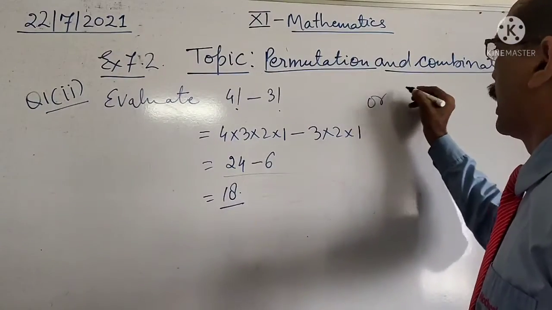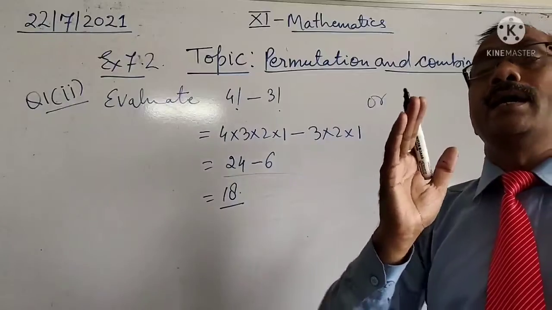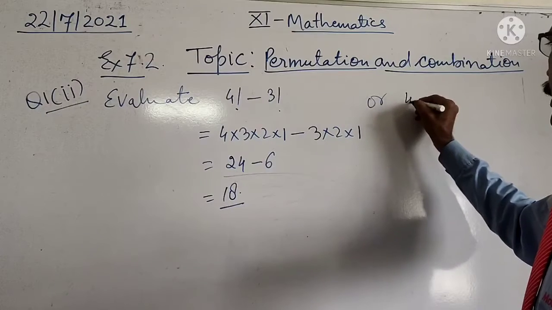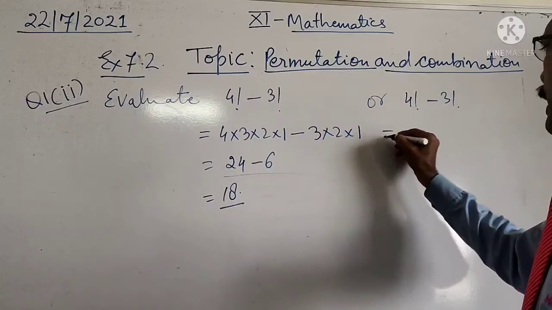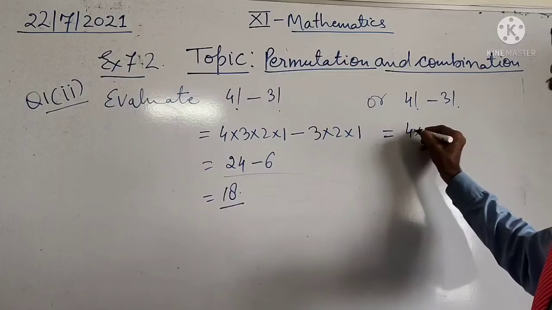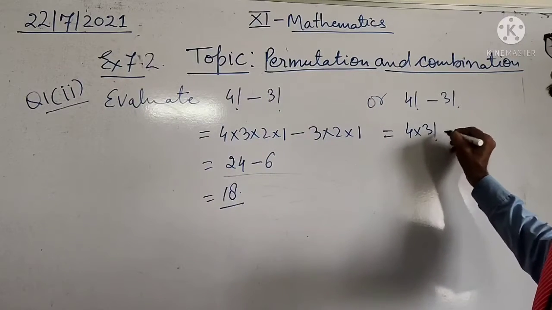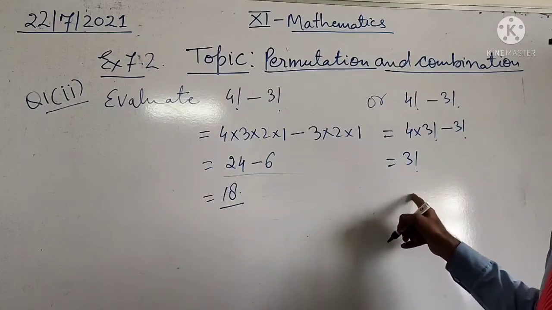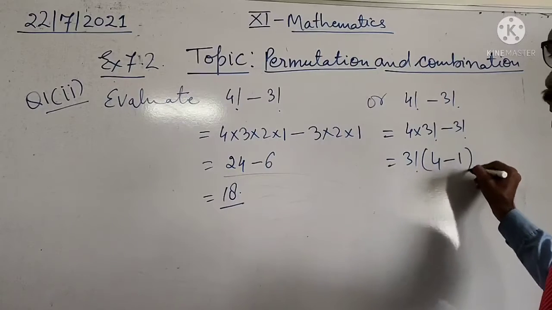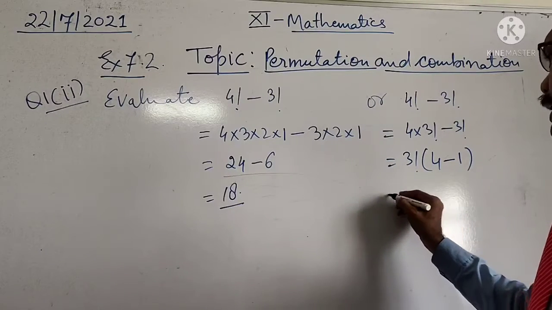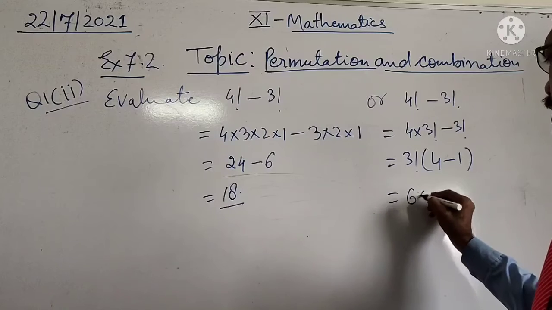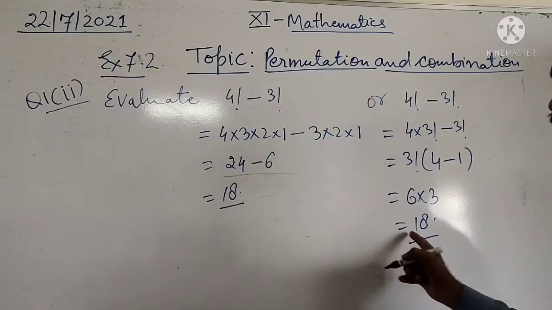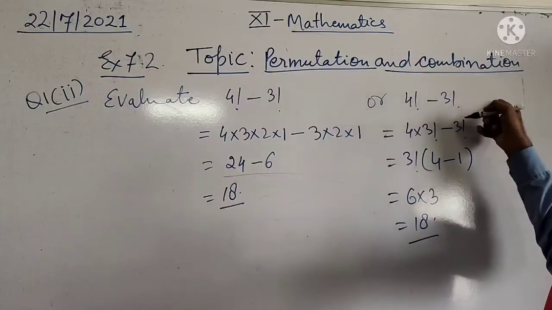Or another method, we will break big factorial into small factorial. So we can write 4 factorial minus 3 factorial as 4 into 3 factorial minus 3 factorial. Here 3 factorial is common, then it is 4 minus 1. 4 minus 1 is 3. 3 factorial is 6. 6 into 3 is 18. So this is the another method to solve 4 factorial minus 3 factorial.